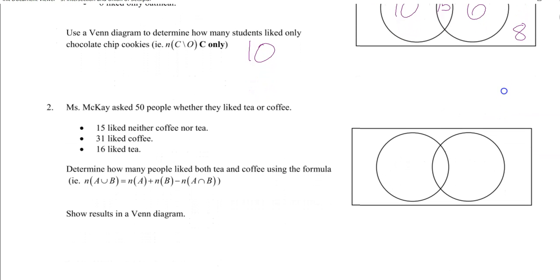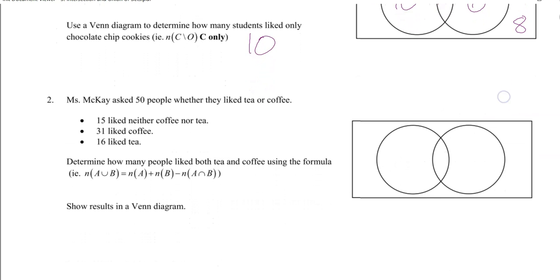Ms. McKay asked 50 people whether they like tea or coffee. Okay, 15 like neither coffee nor tea. Where do they go? Outside. Okay, so let's label this coffee, tea. Okay, we got 15 out there.